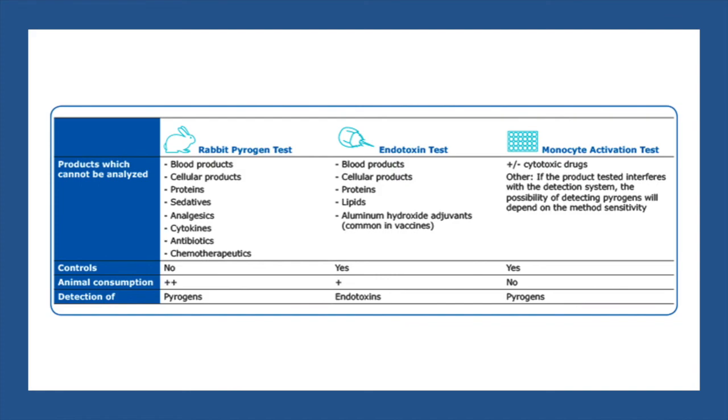So the rabbit pyrogen test and the monocyte activation test detect all pyrogens, whereas the endotoxin test just detects the significant pyrogen endotoxin, LPS.